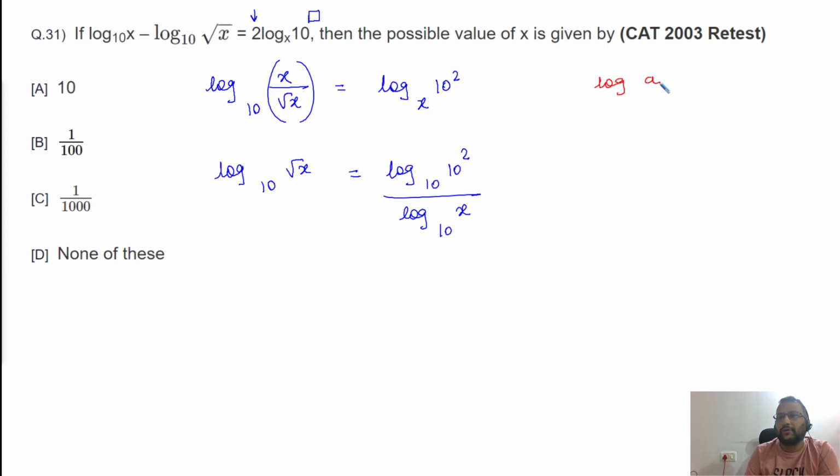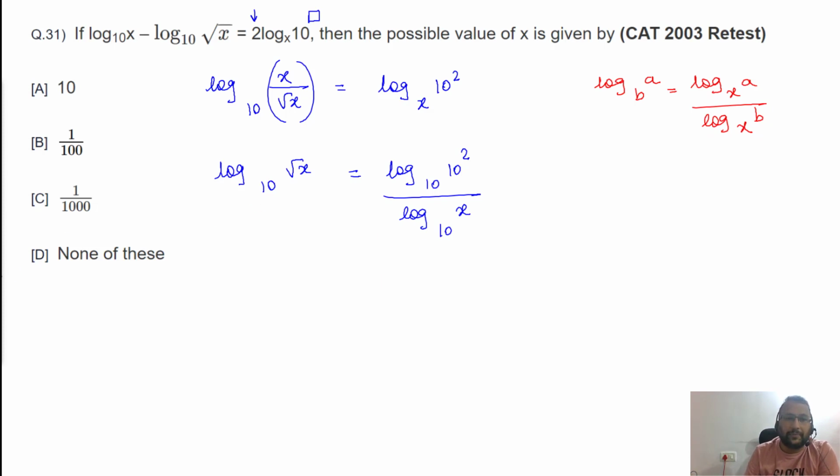Log of a to the base b. Over here, if we want to make the base x, how can we do that? Log of a to the base b is equal to log of a to the base x divided by log of b to the base x. So let's solve this further.